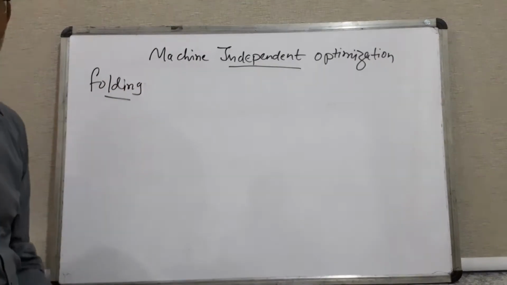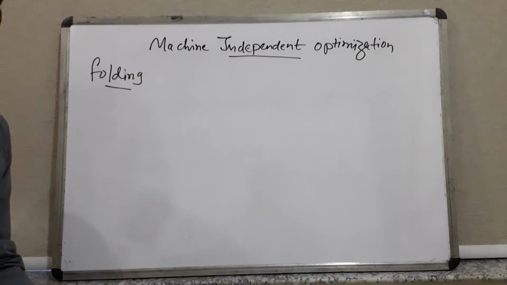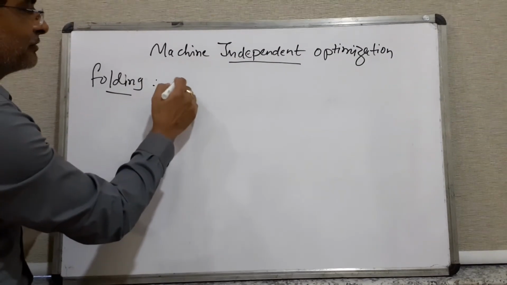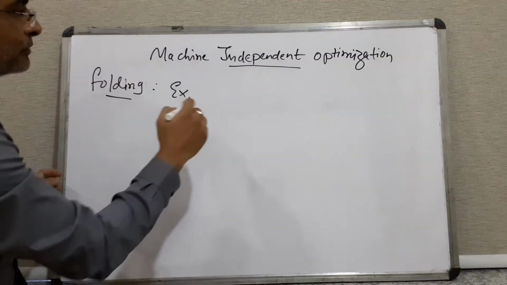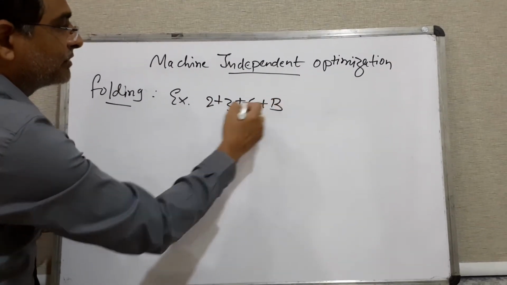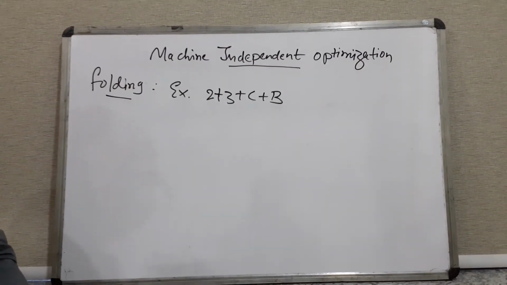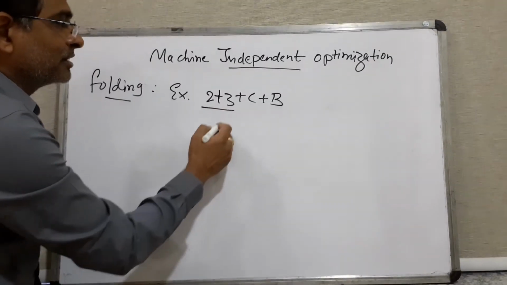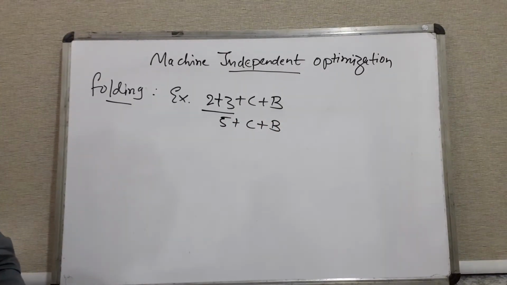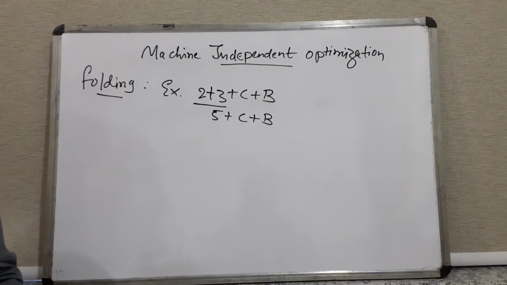What is folding? It is replacing an expression that can be computed at compile time by its value. What is the meaning of this? Let's say the expression is 2 plus 3 plus c plus b. At compile time, this technique will evaluate it to 5 plus c plus b. This is a very simple technique, and the constant values are all going to be computed at compile time itself.